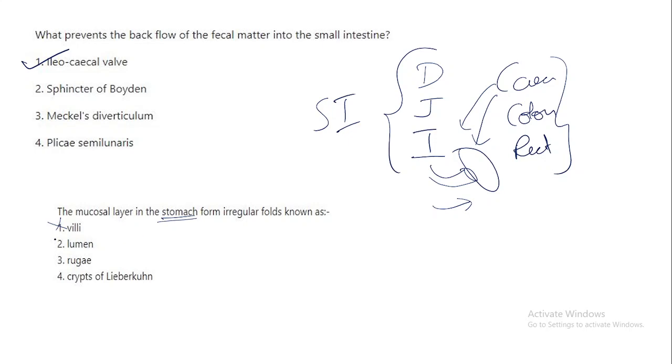Lumen is the gap, the space which is enclosed by the tube, the alimentary canal. So this is also not that. Rugae sounds close. Crypts of Lieberkühn are the deep infoldings within the villi, the digestive intestinal glands. Alright, the right option here is rugae. These are the irregular folds found in the stomach that are formed by the mucosal layer.